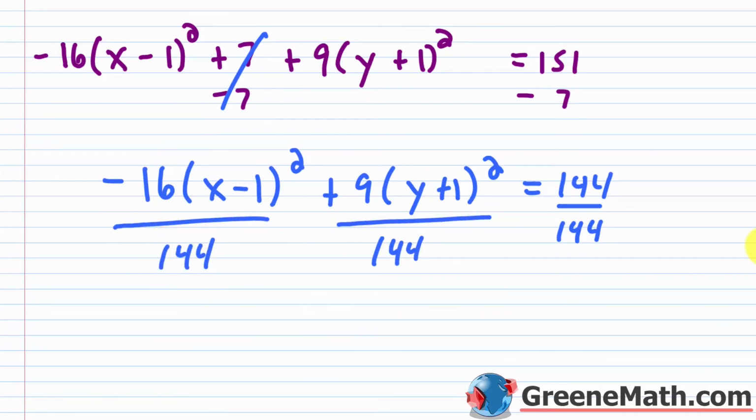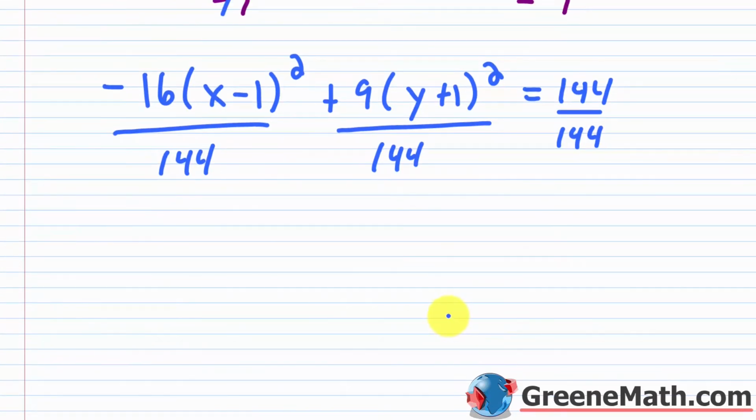Okay, let's scroll down a little bit more. So in this case, 144 divided by 16 is 9. And you got the negative there. So let's make this a negative out in front and make this a 9 down here. And then 144 divided by 9 is 16. So let's make this a 16 down here. And we know this is a 1.